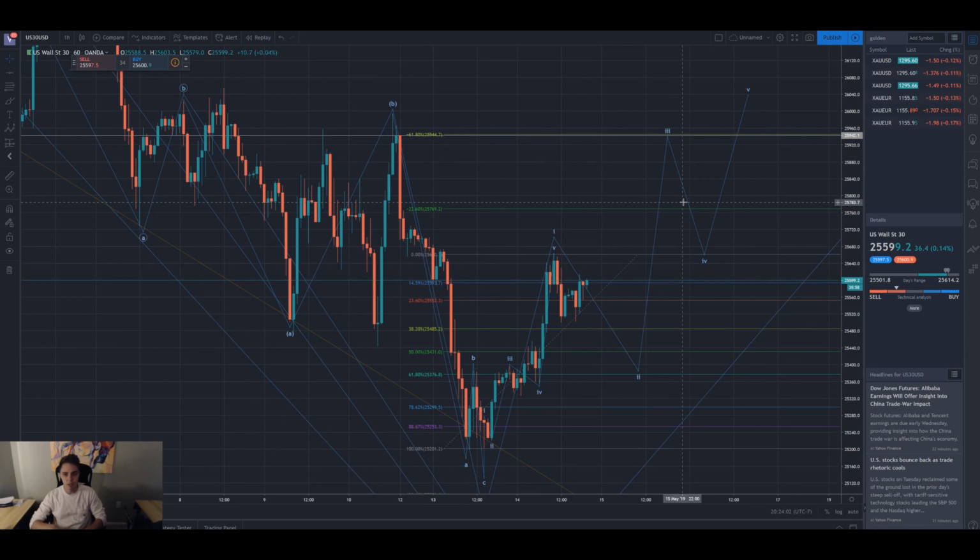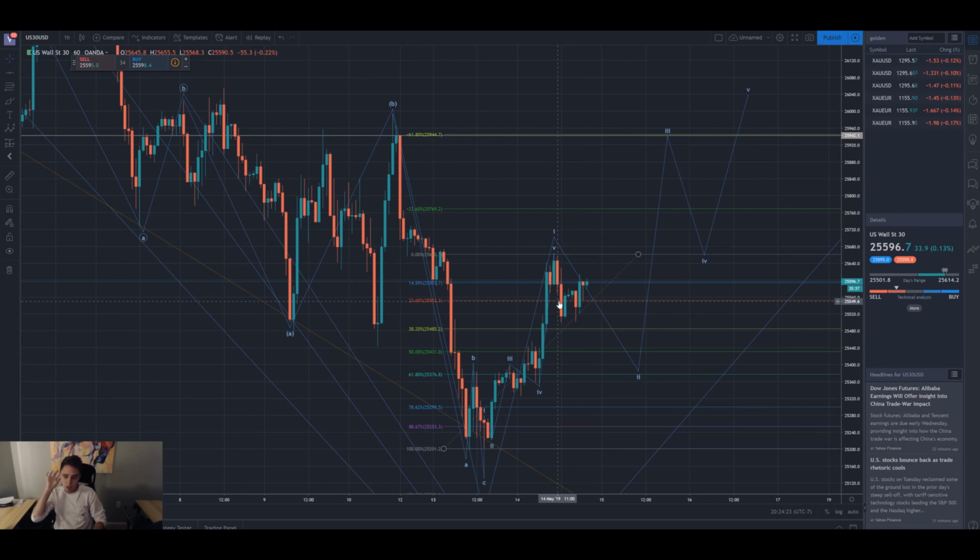The third wave is the longest. So on our alternate count here, the third wave is definitely not the longest. The 5th wave is, but on our original count, the third wave would be the longest. So it is up to you to determine what exactly that means. And there's different ways to count this.